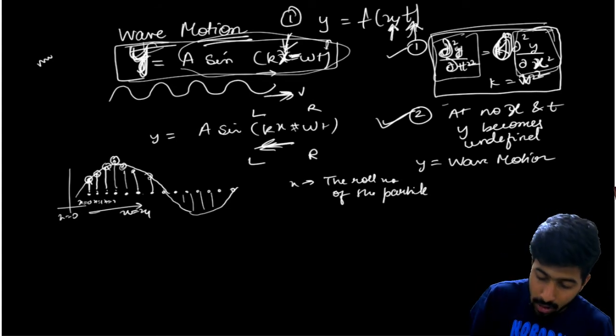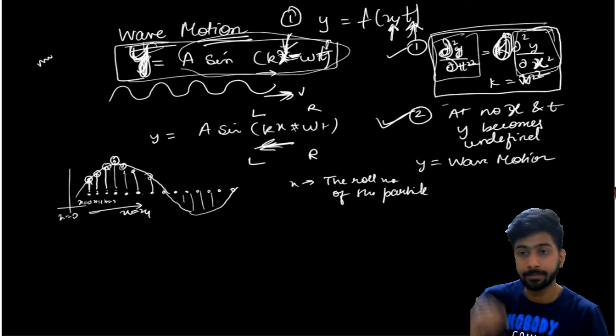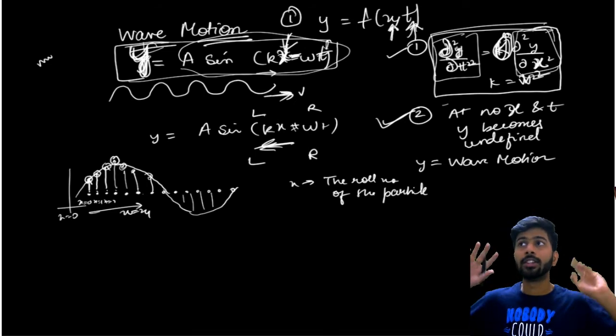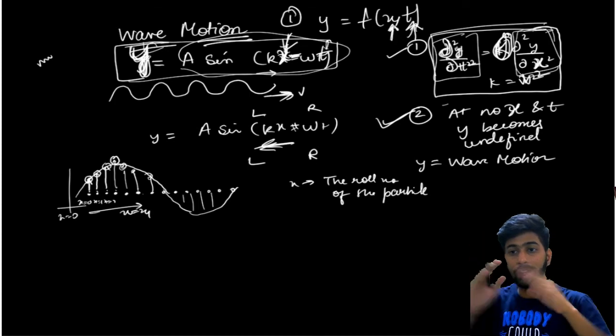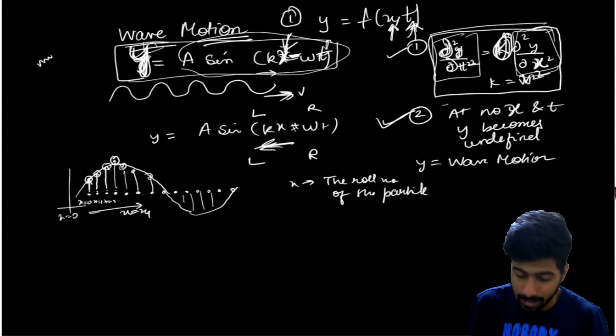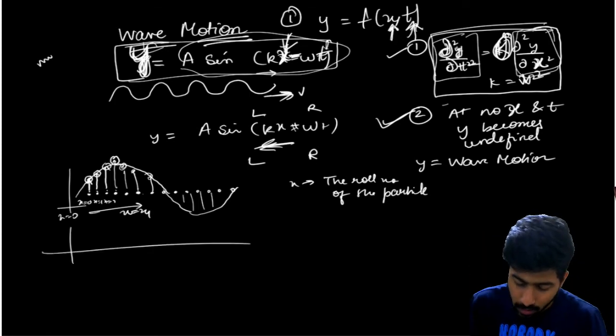Y is the position of the particle x at time t. So now there's one more factor coming, time t. That means this position of each x is changing with time. So after some instance, your wave might look like this, right?